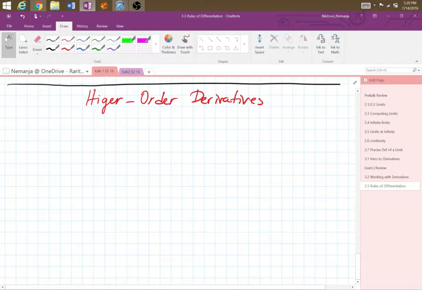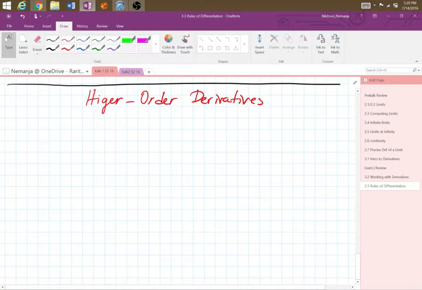So higher order derivatives are going to be second, third, fourth, fifth, and then as high as you need or want to go to take derivatives. Usually in application, 3 or 4 derivatives are the most. We don't go any higher than those. But theoretically, in mathematics, you can go as high with these derivatives as you want.